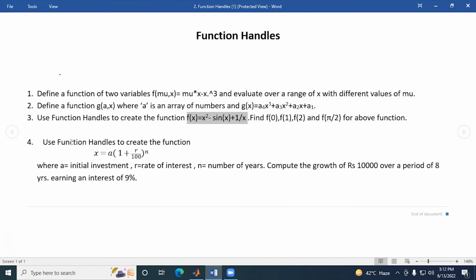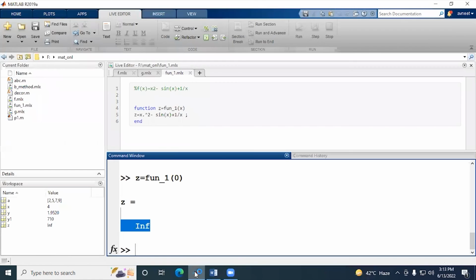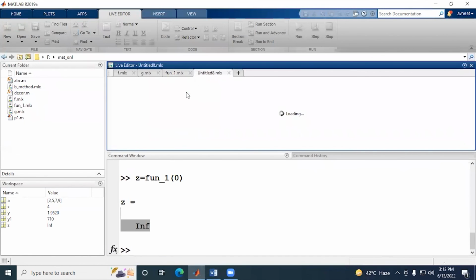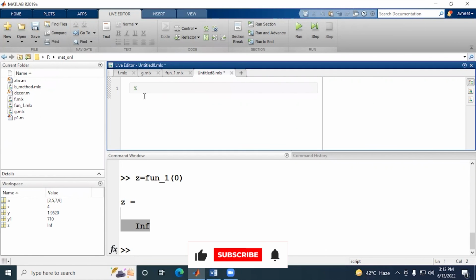Next is use function handles to create the function of this equation, where A is your initial investment, R is your rate of interest, N is the number of years. Compute the growth of rupees 10,000 over the period of 8 years earning the interest of 9%. Simple. So what we're going to do is we will just copy this statement in our new file. Just for reference, I'm pasting it.